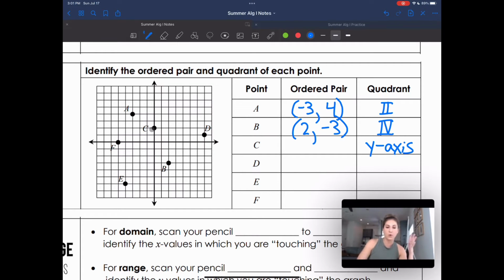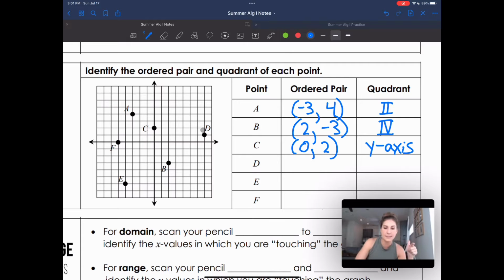Okay, so what would be the coordinate of point C? Well, I know I start from the origin, and I know I go right and left first. However, I don't have to go right or left any to get to point C, so my x coordinate for this point is going to be 0. So I know it's going to start with 0, because I don't go right and left any, and then I go up 2. So it'd be in the positive y direction, so it'd be the coordinate 0, 2.